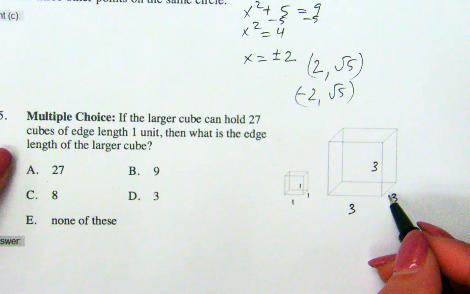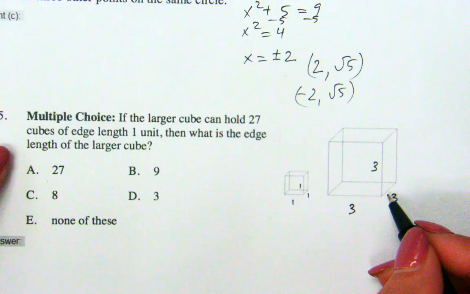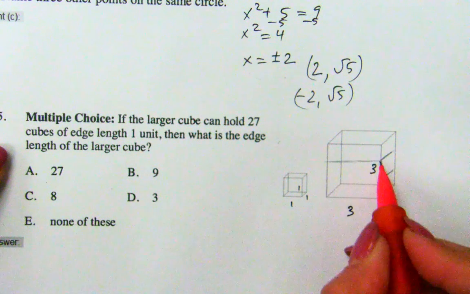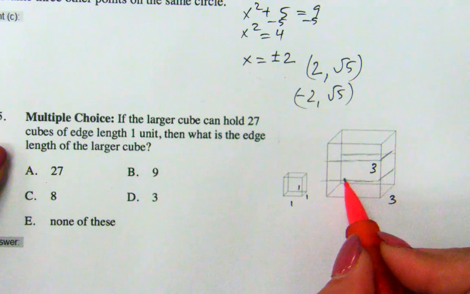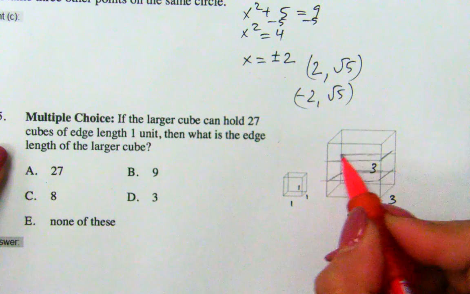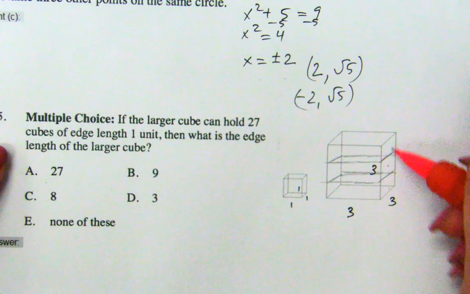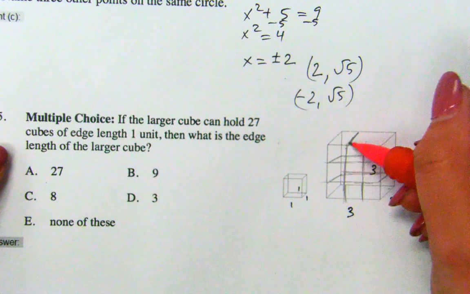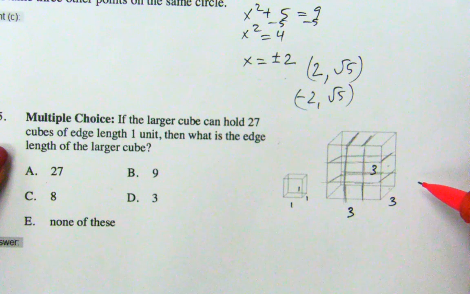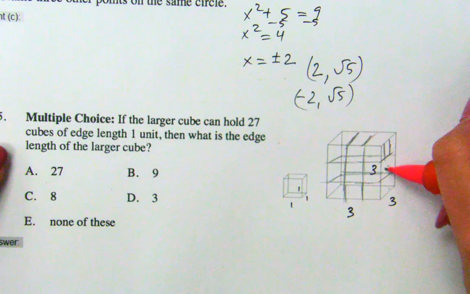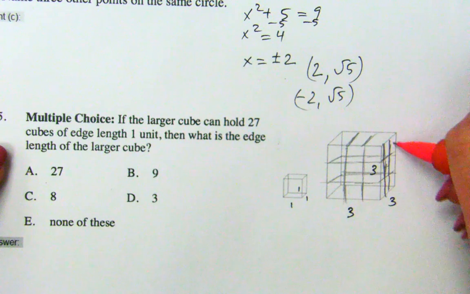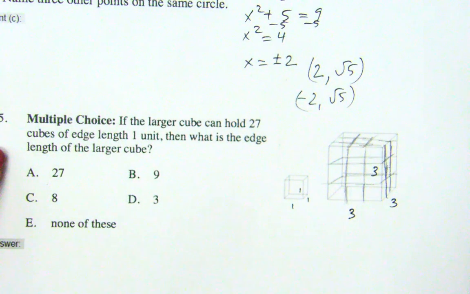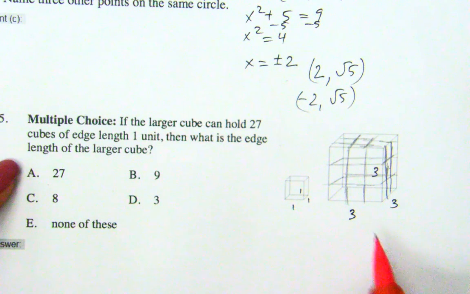3 times 3 times 3 is 27. 27 cubes of each of edge length 1. So this is 3, 3, 3, and it's going to be 3, 3, 3 this way. So when you're done with this whole piece, you actually have a, isn't this a Rubik's Cube? Oh, it is a Rubik's Cube. This is totally a Rubik's Cube. 3, 3, 3 all the way around. There's 27 of these guys in here. Then what is the edge length of the larger cube? It's got to be 3.